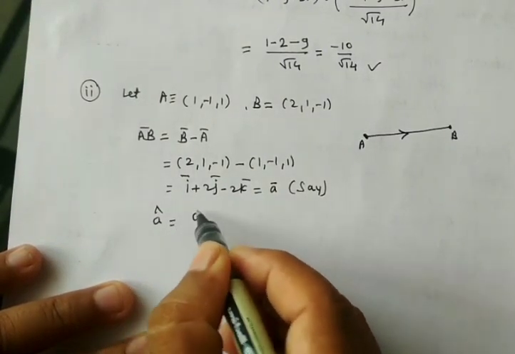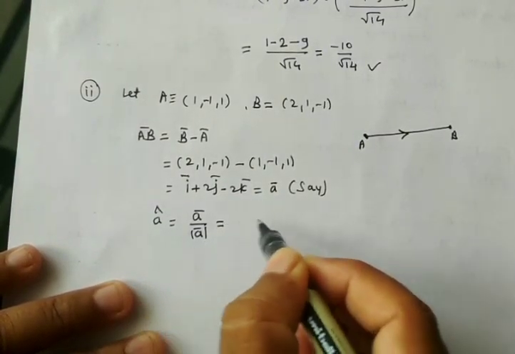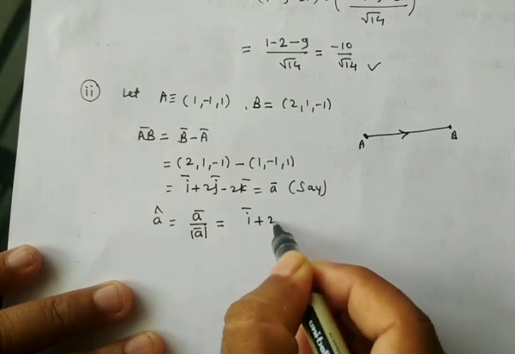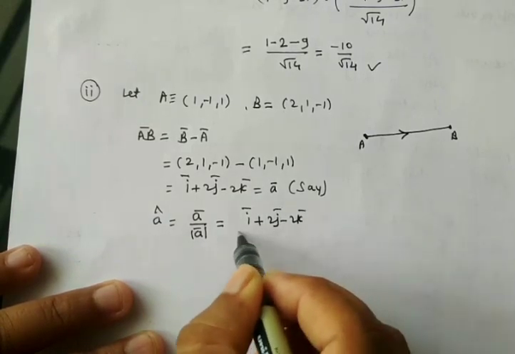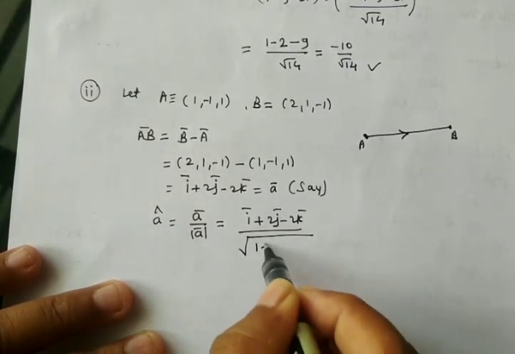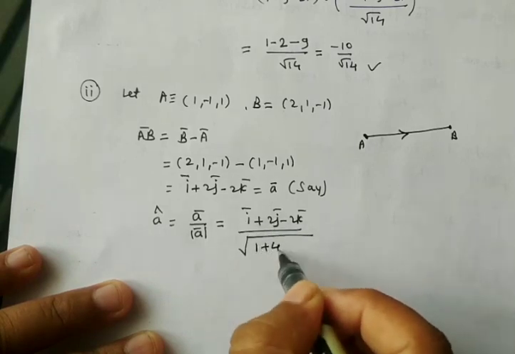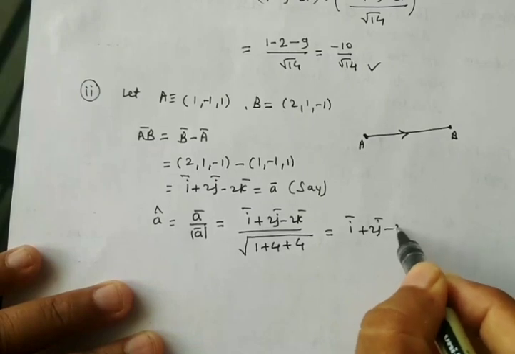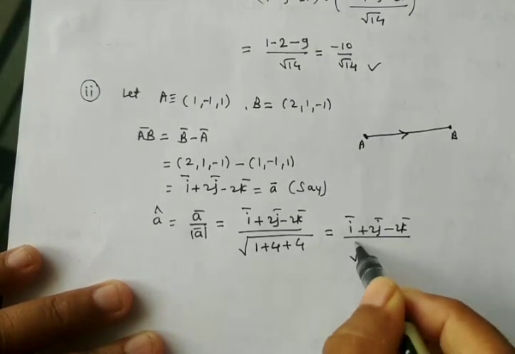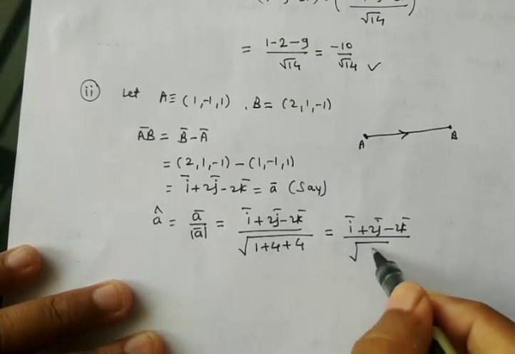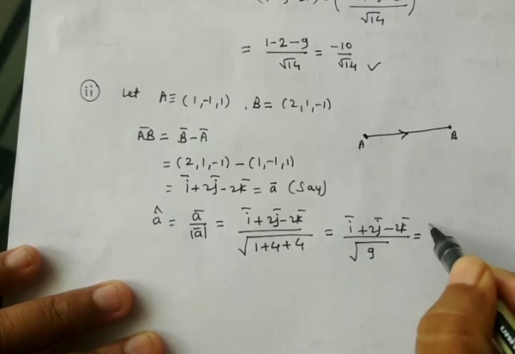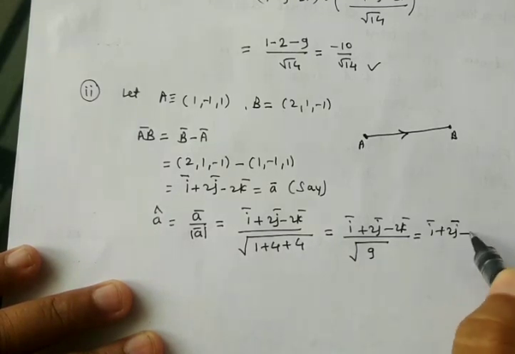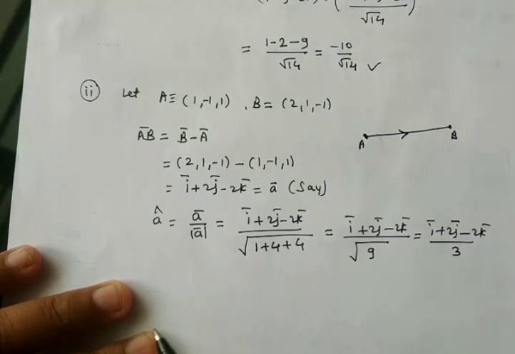A cap is equal to A bar upon mod of A bar. This is equal to I bar plus 2J bar minus 2K bar upon magnitude of A bar. 1 square is 1, 2 square is 4, again 2 square is 4. This is I bar plus 2J bar minus 2K bar upon under root of 1 plus 4 plus 4, that is under root of 9. That is I bar plus 2J bar minus 2K bar upon 3.